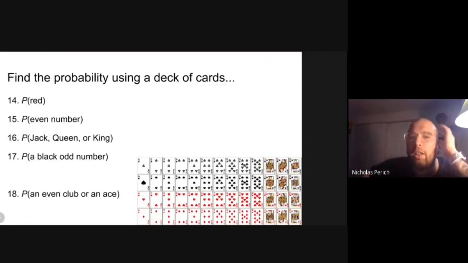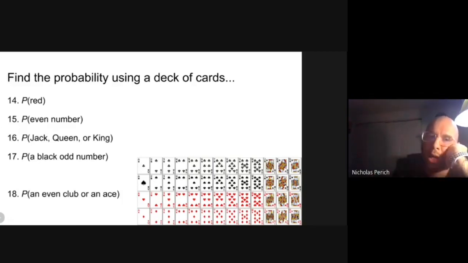Yep, perfect. All right, so I have a deck of cards, which is 52 cards. Okay, now just a quick look at it. Half of these are black, half of these are red. What's the probability of me getting a red? Half. This is out of 52.